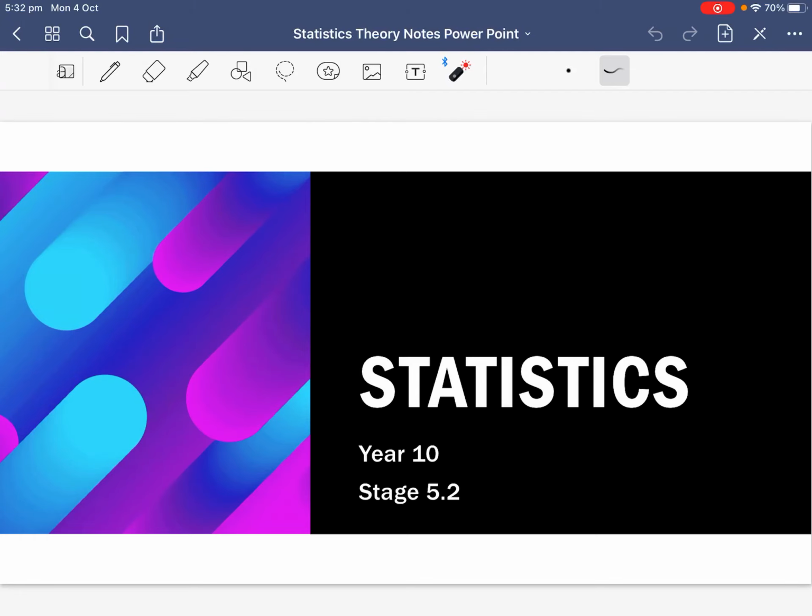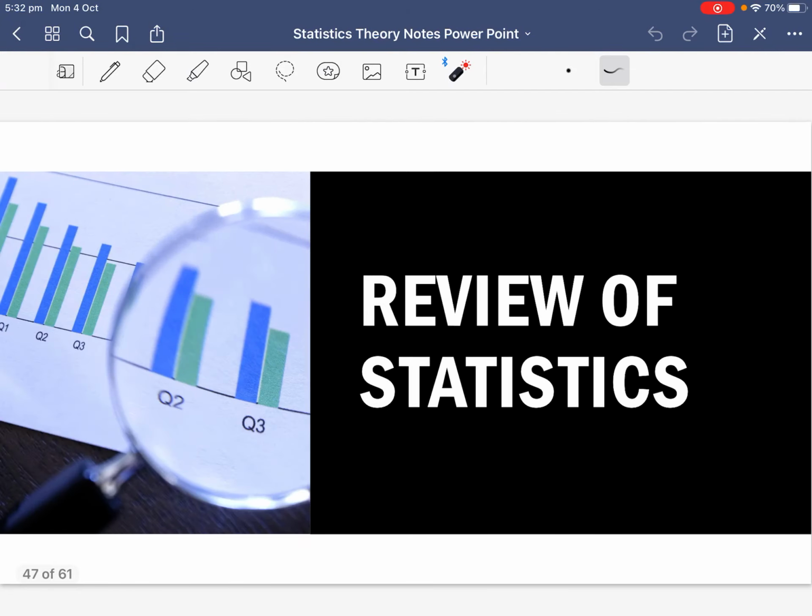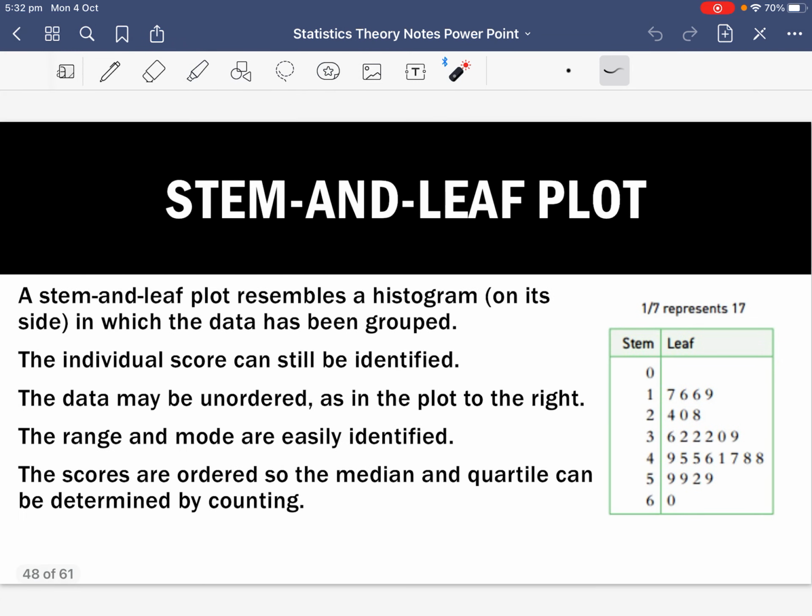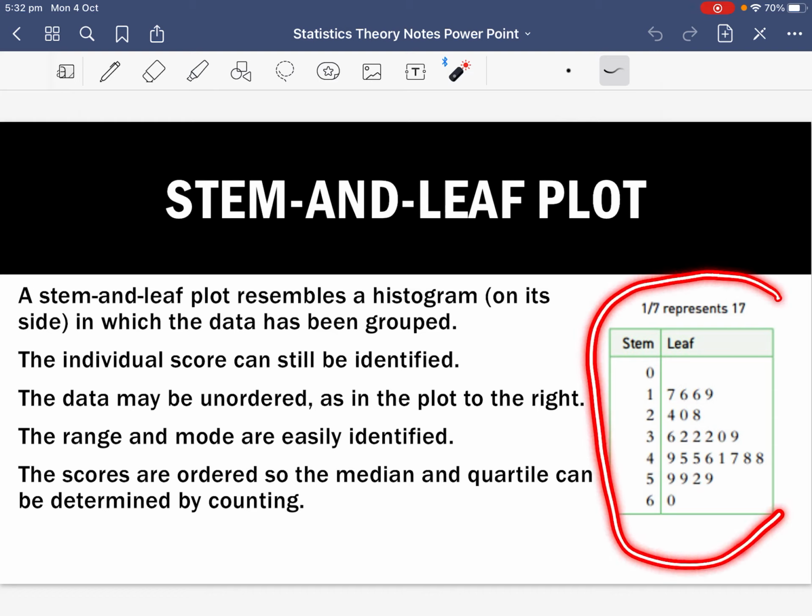Hey guys, today what we're looking at is statistics, and we're reviewing statistics. We're going to look at stem and leaf plots. A stem and leaf plot resembles a histogram on its side in which the data has been grouped. Here is an example of a stem and leaf plot.